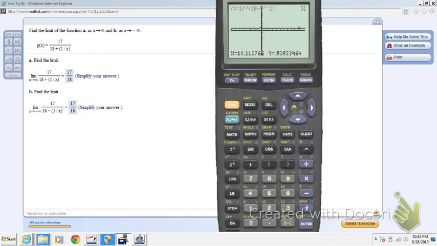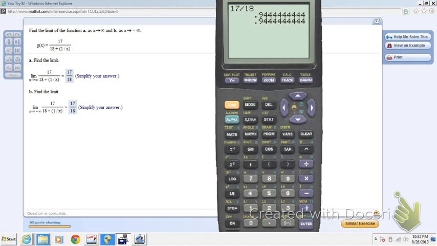So I'm going to hit second quit. 17 over 18. This is 0.94, yeah. So the problem is if you do use the graphing calculator, it's going to throw that decimal at you. So you'd almost have to use algebra to get that perfect fraction. Okay? Let's try the next one.